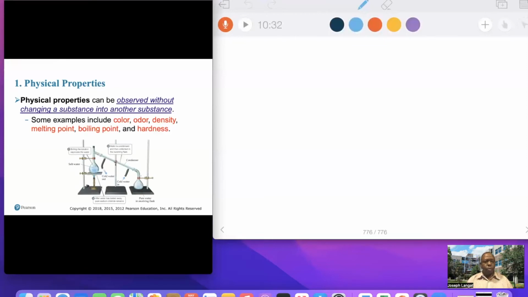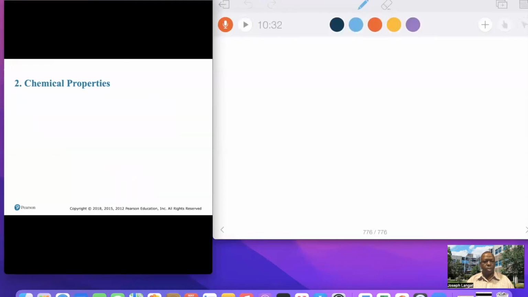This diagram, don't worry about this diagram. It just came here. It falls under the separation of matter, separation of mixtures. We will look at that later on. It's a distillation apparatus.